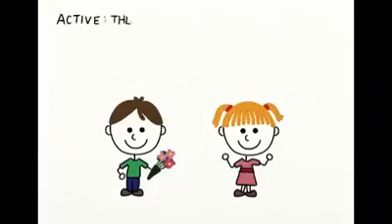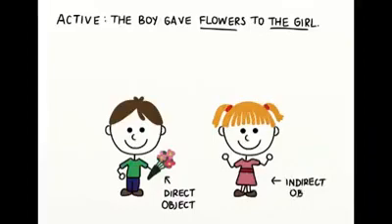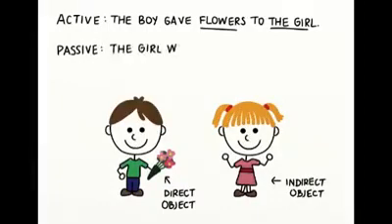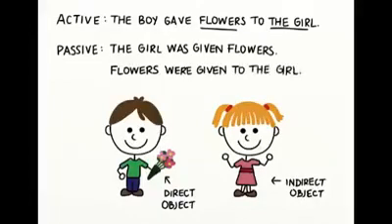Sometimes a sentence can have more than one object. For example, the boy gave flowers to the girl. In this sentence, flowers are the direct object and the girl is the indirect object. We can write this sentence in passive voice in two ways. The first way, the girl was given flowers. The second way, flowers were given to the girl. Remember, if you use the indirect object first, we must include the preposition to.